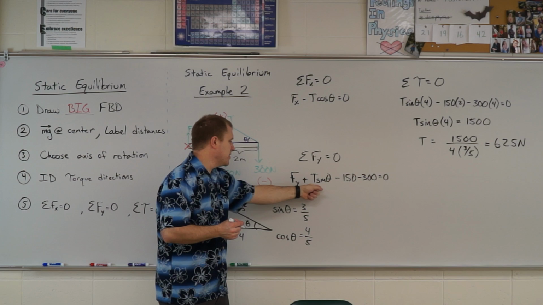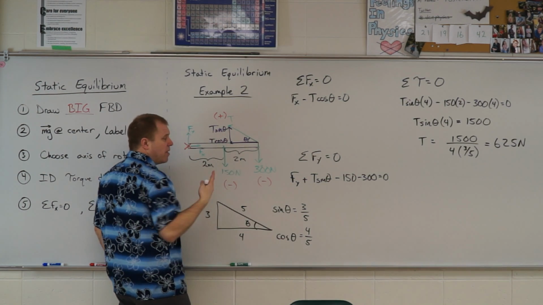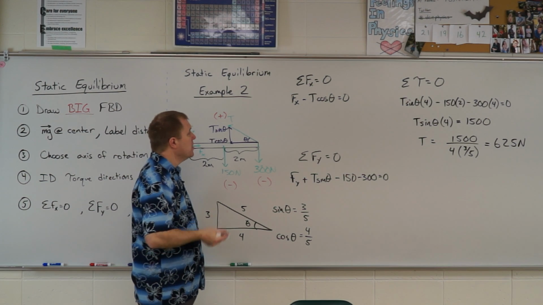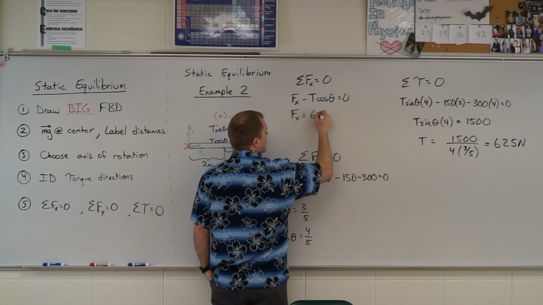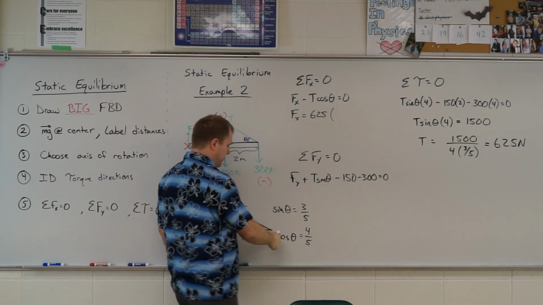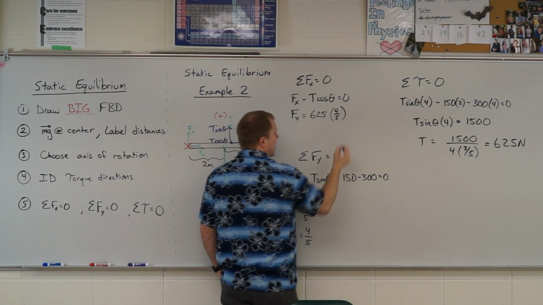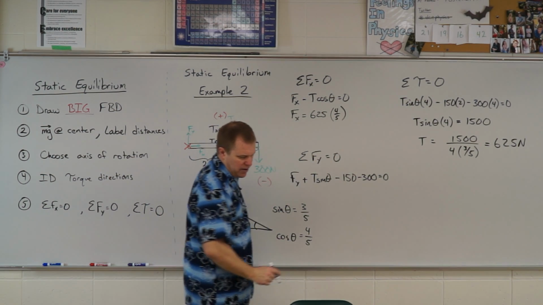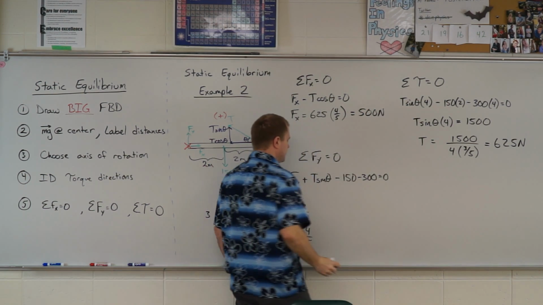All right. Now that I know tension, I can plug that back in and find Fx. I can plug that tension in and find Fy. If you wanted to choose a new axis of rotation to find Fy, that would be fine too. So let's go ahead and do that. So Fx is going to be 625 times the cosine of theta, which is 4/5. And so Fx is going to come out to be 500 newtons.